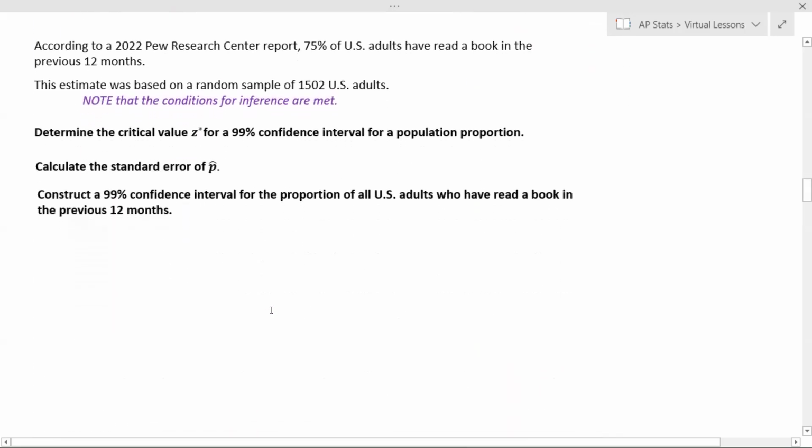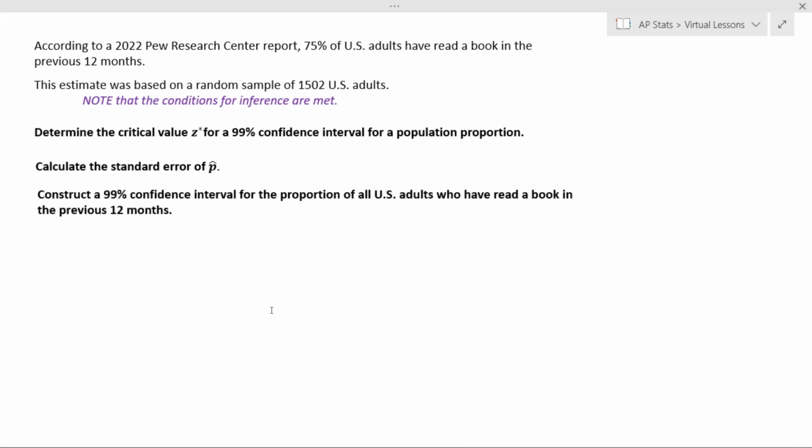All right. So, according to a 2022 Pew Research report, 75% of US adults have read a book in the previous 12 months. This estimate was based on a random sample of 1,502 US adults. Note, the conditions for inference are met. So this problem is telling us that the conditions for inference are met, so we don't have to verify the conditions. We're going to go right into these questions here.